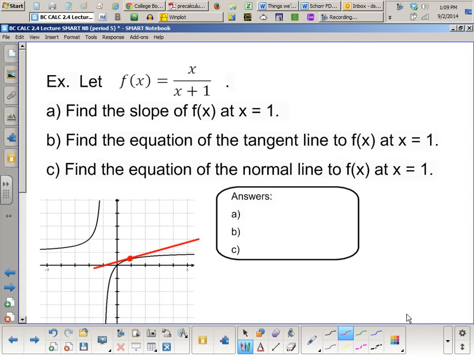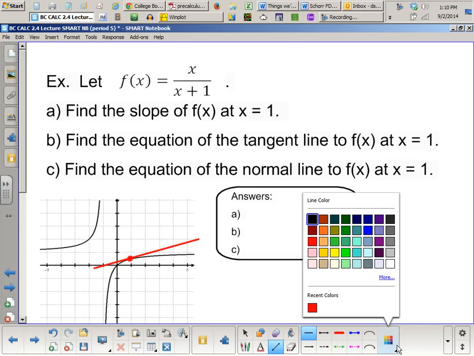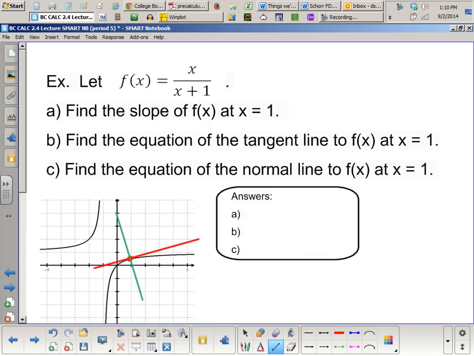Okay, so we're going to try to find the slope of that line. We're going to try to find the equation of that line, and then a line that's not tangent to it, but perpendicular to it. Maybe something like this. This is called the normal line. That is actually going to be really easy to do because we're going to already know the slope of the red line. And so we'll just do an opposite reciprocal to get the slope of the green line. That's going to be really easy when we get to it.